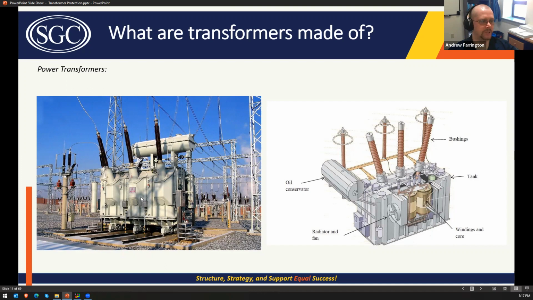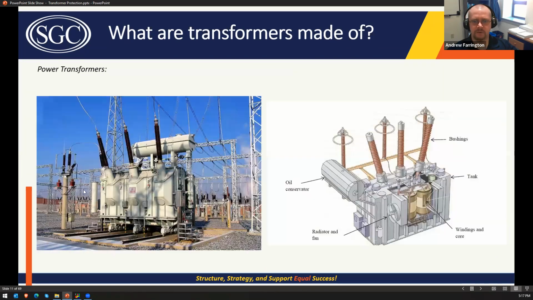Air can cause corrosion to the transformer windings or the transformer core. That's why it's oil immersed. So the conservator tank makes sure that the tank is always completely filled with oil.